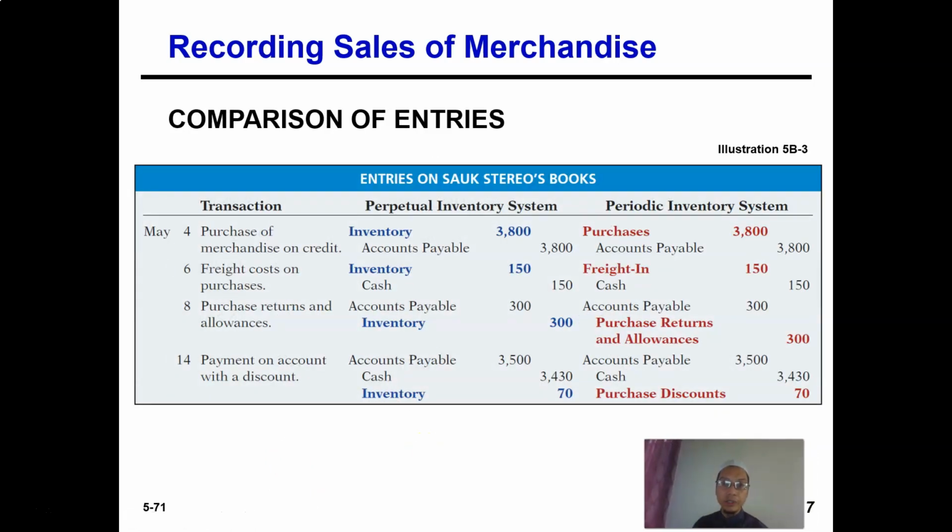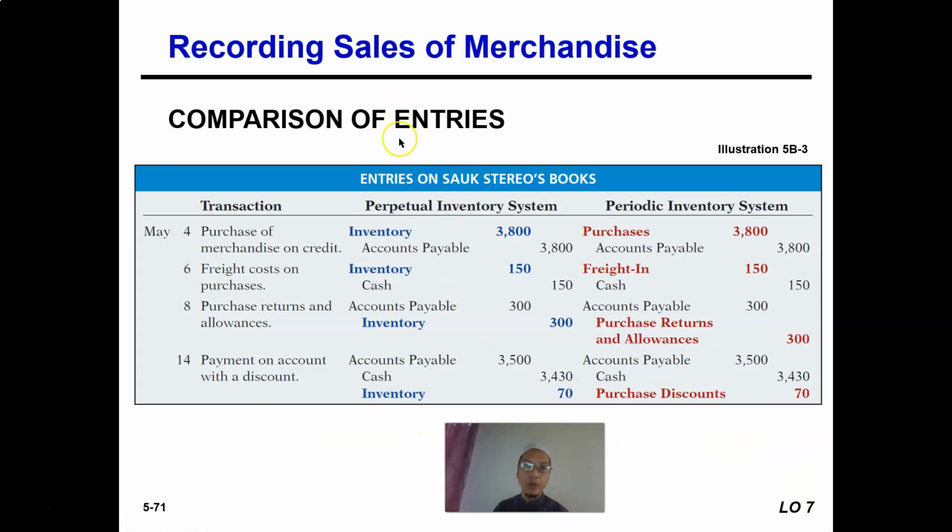Okay. So now we see a summary of the differences between the perpetual inventory system and the periodic inventory system. Okay, so on 4th May, this is in the books of Soup Stereo. On 4th of May, Soup Stereo purchased merchandise on credit. In the perpetual inventory system, they would debit inventory by 3,800 and credit accounts payable by 3,800. But in the periodic inventory system, instead of debiting inventory, they would debit the purchases account.